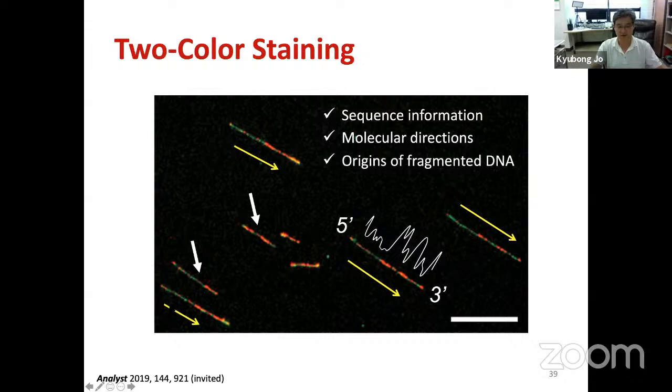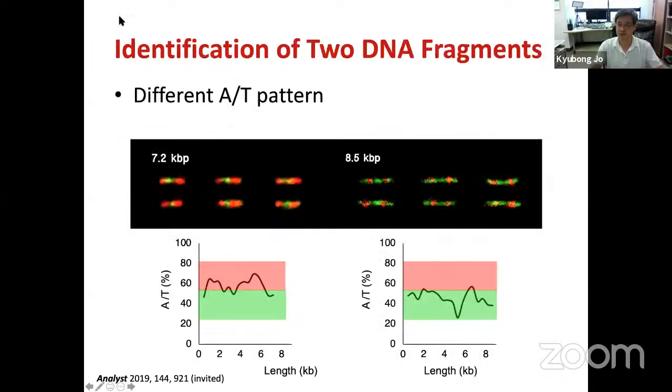And then this fragment is matching this one. So I think this is so powerful. Also, we can use this as a kind of sensor-type platform. In this case, these two molecules, 7 kb and 8 kb, differ by just 1 kb. In other words, the sizes are similar to each other.